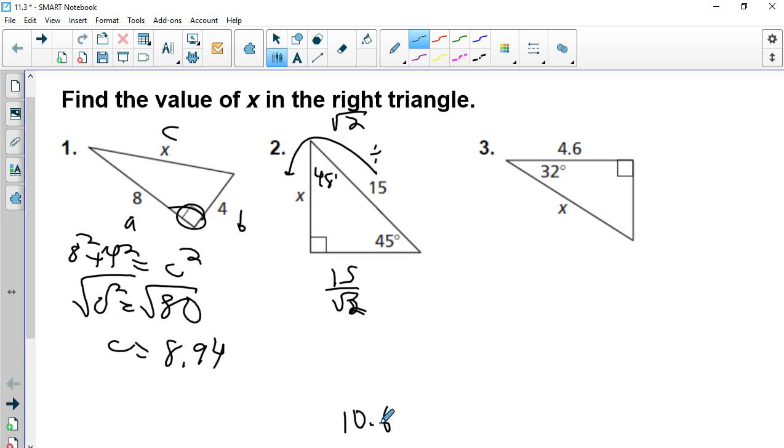Okay? If it asks you for an exact answer, and remember, exact means leave it with a radical, we need to rationalize it and get rid of that radical 2. Okay? Which is going to give us 15 radical 2 over 2. So either one of these answers is correct, depending on what you're asked to do. This is an exact answer, and this is a decimal approximation, rounded.